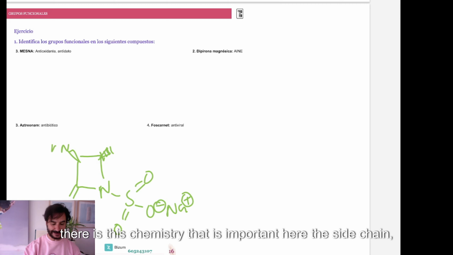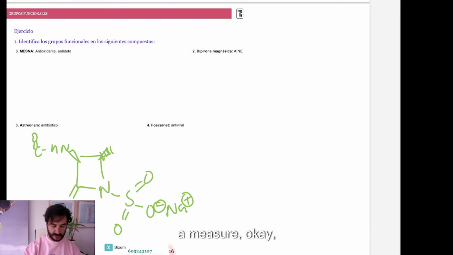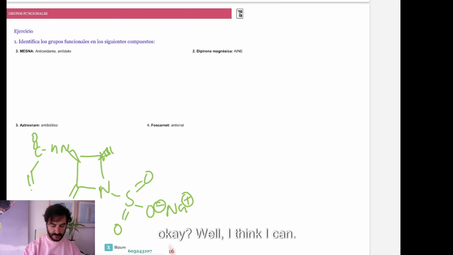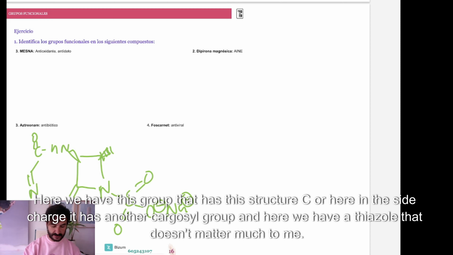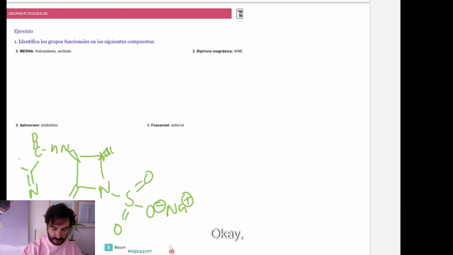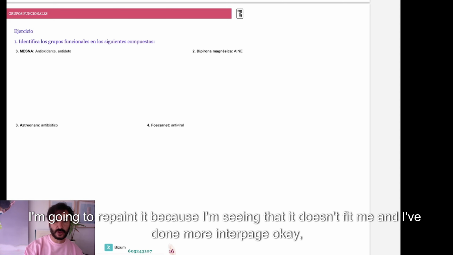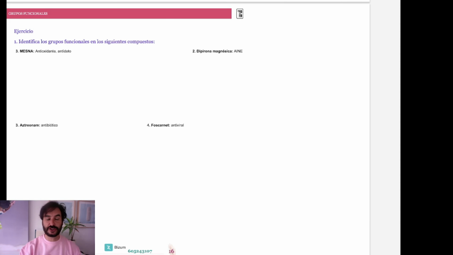There is this chemistry that is important here, the side chain, okay? Let's see if it gives me space here for you to see it. Well, I think I can. Here we have this group that has this structure, and here in the side chain it has another carboxyl group, and here we have a thiazole. That doesn't matter much to me. Okay, I'm going to repaint it because I'm seeing that it doesn't fit me. Okay, wait one second.